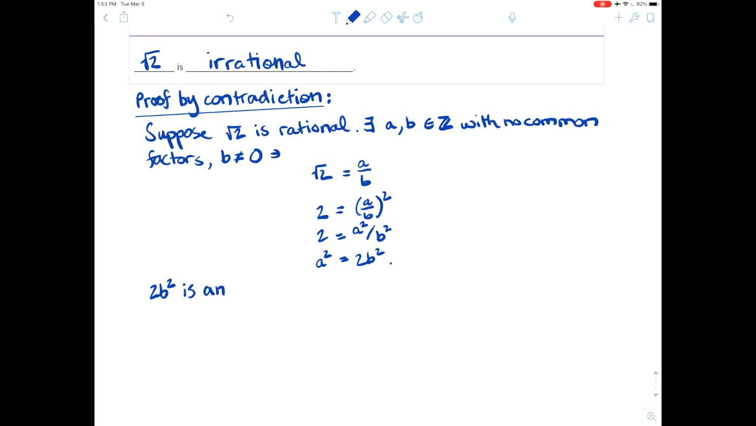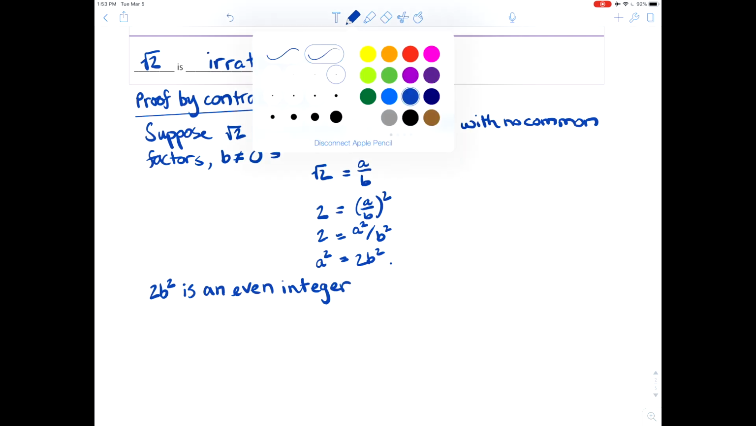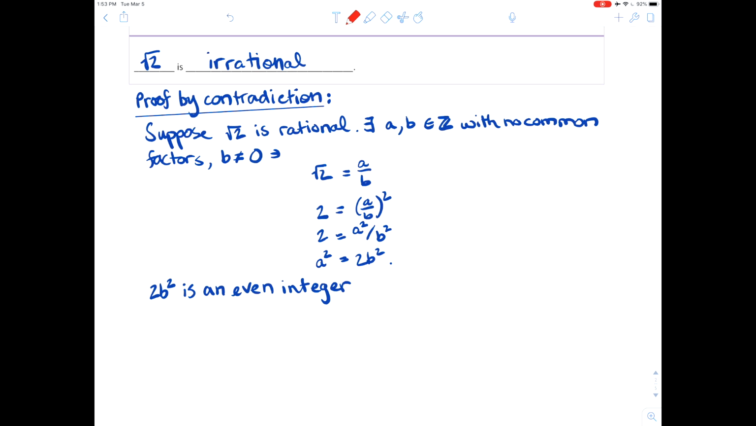So it's also an even integer. And so here, the fact that it's an integer, the even part comes first. So that's by definition of even, which we've proved before. And the set of integers is closed under multiplication.